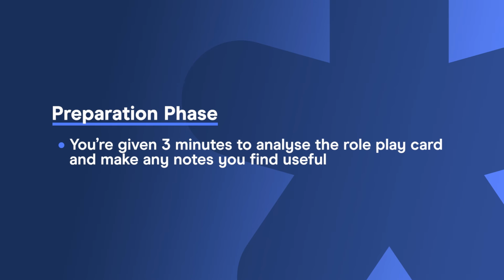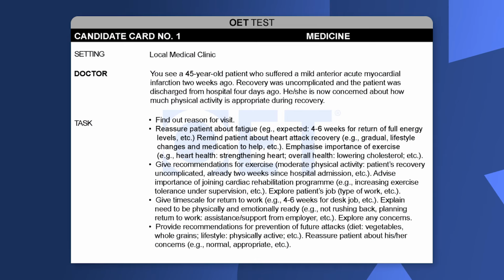In the preparation phase, you're given 3 minutes to analyze the role-play card and make any notes you find useful. The role-play card that you'll be given will look like this. The role-play card contains details about the setting, such as where you work, for example, in a hospital or clinic, and your role, such as a nurse, doctor, or dentist. It also describes the context of the conversation, such as you are speaking to a patient who is concerned about their medication. The main body of the role-play card is a list of 4 or 5 tasks that you need to cover during the conversation.